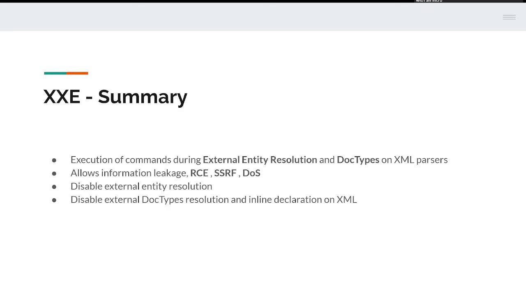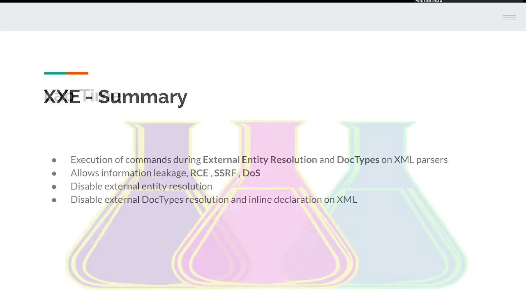So to summarize regarding XXE, what can happen is execution of commands during external entity resolution or doc types on XML parsers. Ways of exploitation that can lead from an XXE could be remote command execution, SSRF, even denial of service. Disable the external entity resolution, disable external doc type resolution and inline declaration on XML. That's the way to go when it comes to mitigating XXEs. And I think after that, it should be the lab.